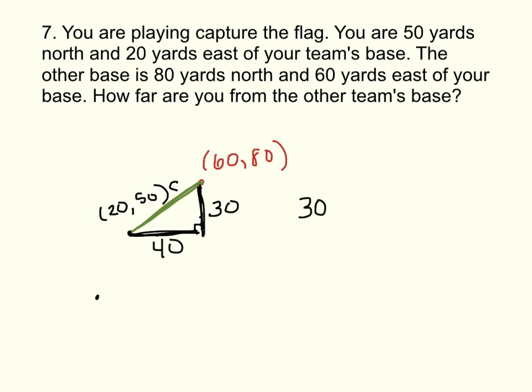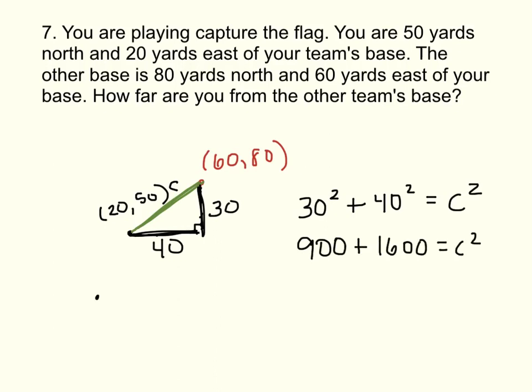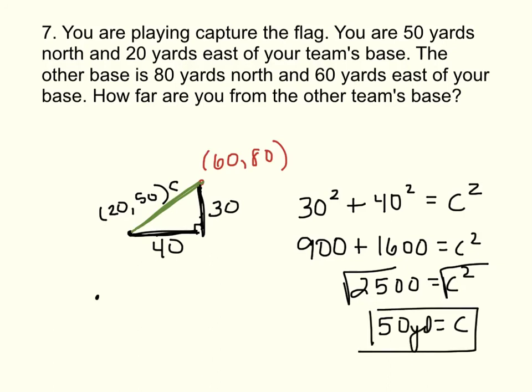So my equation will be 30 squared plus 40 squared equals C squared. 30 squared is 900. 40 squared is 1600 equals C squared. 900 plus 1600 is 2500. Take the square root of both sides, and that would make the distance between you and your other base 50 yards.